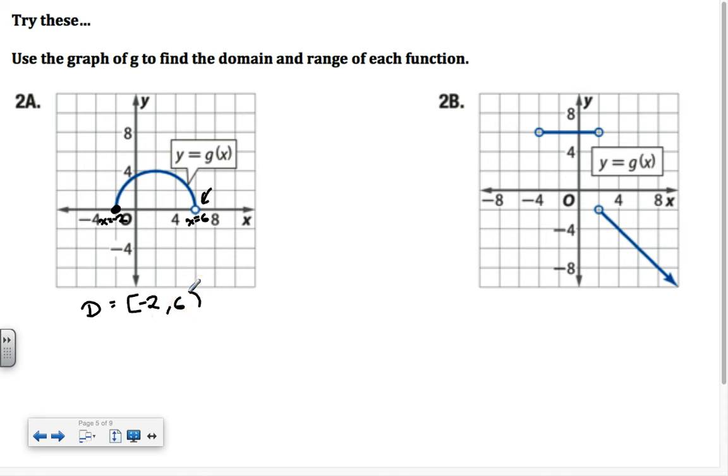And then for the range of the function, I always start at the lowest possible y value, which looks like 0, and it goes to the highest possible y value, which is going to be 4. So this includes the 0, so it's going to be 0 to 4.